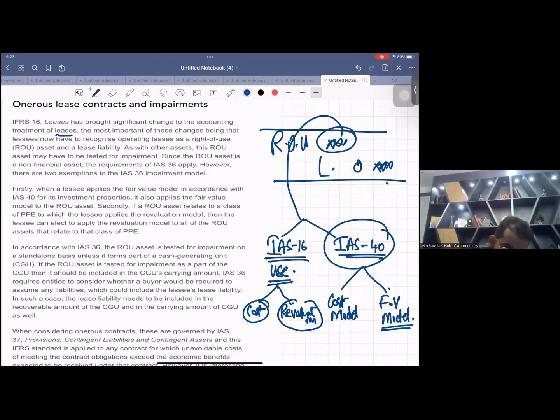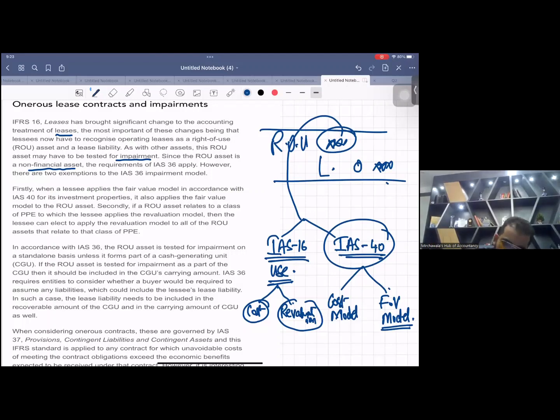As with other assets, this ROU asset may have to be tested for impairment. Yes, since the ROU asset is a non-financial asset, we all know ROU is not a financial asset. On financial assets there is a separate world of impairment: stage 1, stage 2, ECL, the expected credit loss model. That is where we don't apply IAS 36. On financial assets, we don't apply IAS 36, but ROU is a non-financial asset.